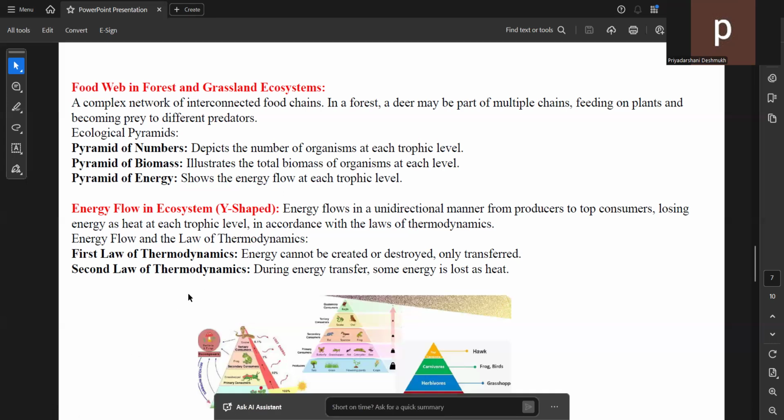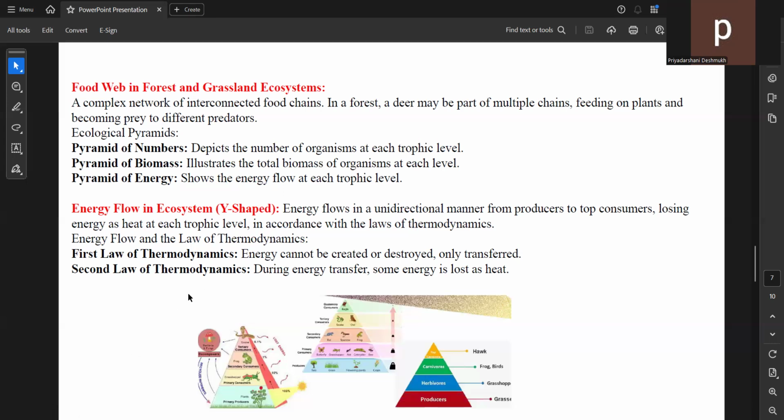Now we are going to understand what we mean by energy flow in the ecosystem. Actually, it is Y shaped. The energy flow is unidirectional, from the producer to the top consumer, losing energy as heat at each trophic level. It is in accordance with the laws of thermodynamics.